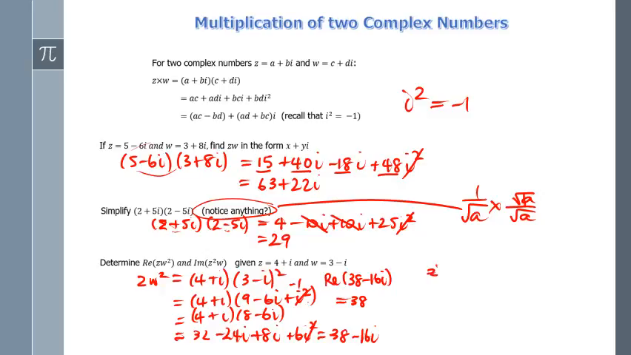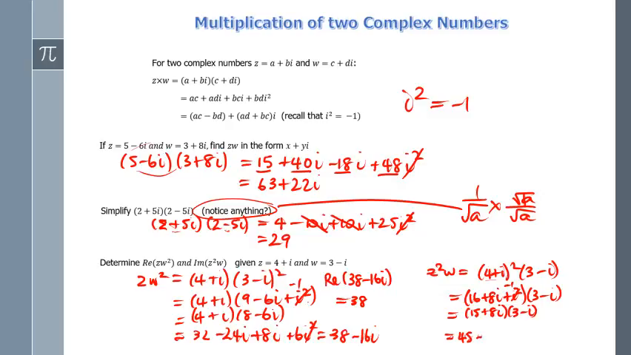With z squared w, we know that that's 4 plus i squared times 3 minus i. If I expand out 4 plus i squared, I have 16 plus 8i plus i squared, times 3 minus i. i squared is going to be minus 1. So I end up with 15 plus 8i times 3 minus i. 3 times 15 is 45. Minus 15i plus 24i is going to be plus 9i.